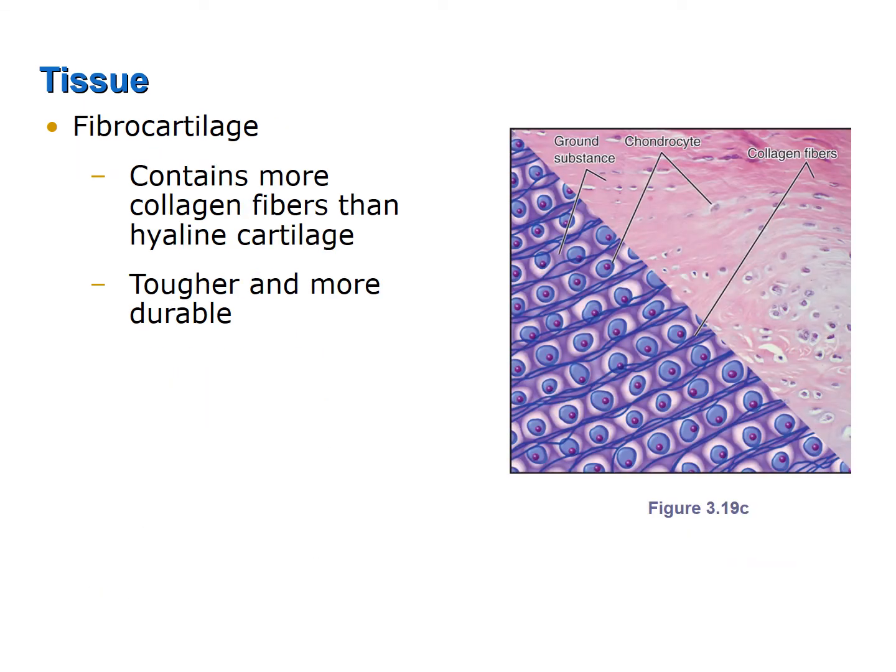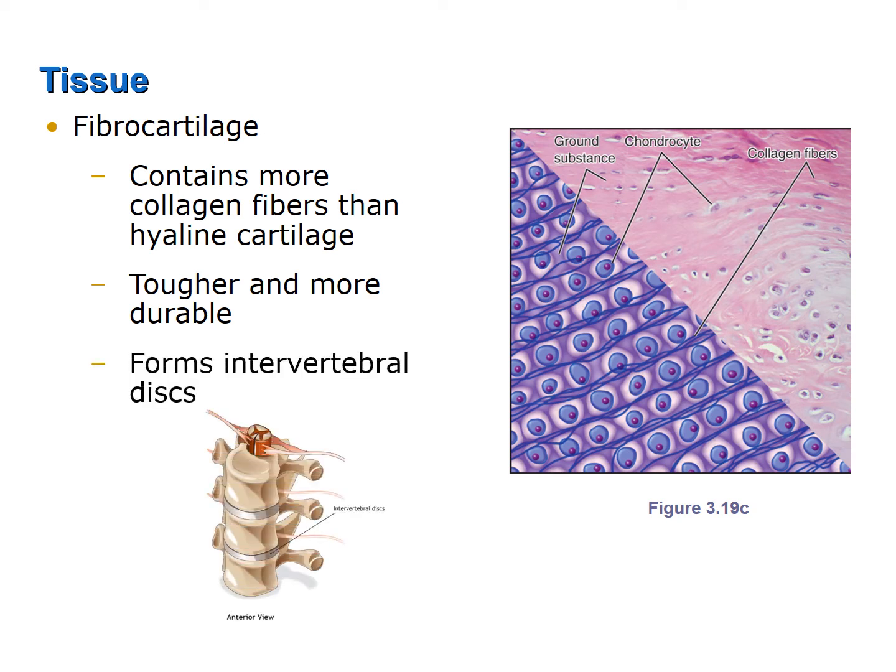Fibrocartilage contains more collagen fibers than hyaline cartilage, making it tougher and more durable. Fibrocartilage forms the intervertebral discs, those cushioning pads that occur between stacks of vertebrae of the vertebral column or spine.